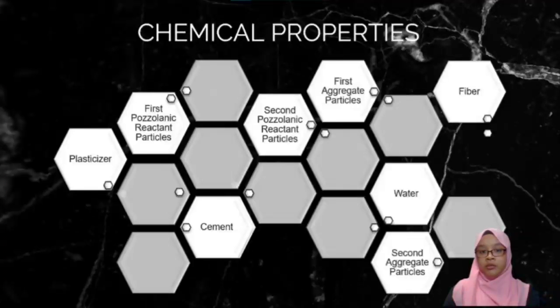stable strength development. Next, first aggregate particle. The type of fine sand used for the first aggregate particle is not limited. In this case, it can be obtained from sources such as sea sand, river sand, and crushed sand.